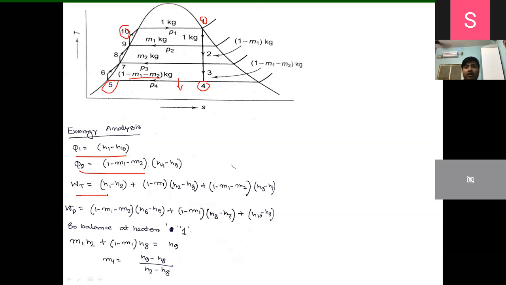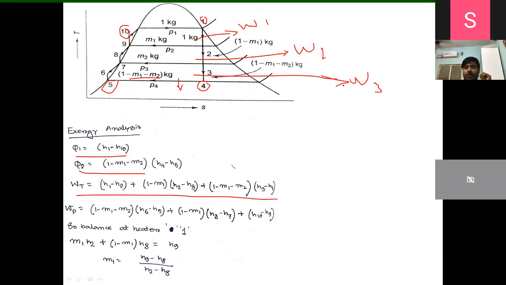Now, how much is the turbine work? This is very interesting, try to understand this. The turbine has three work outputs: one is W1, then W2, and this is W3. So WT, the turbine work, will be the summation of all three W's.